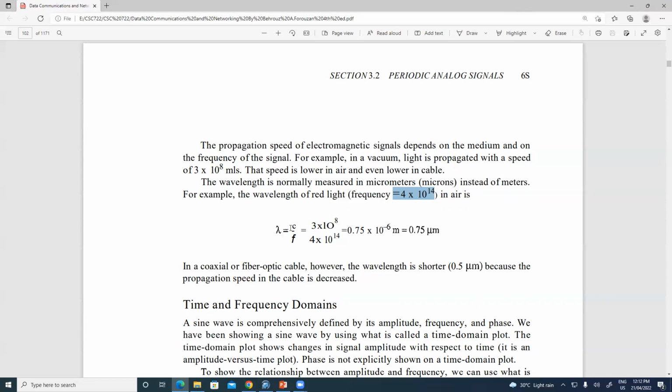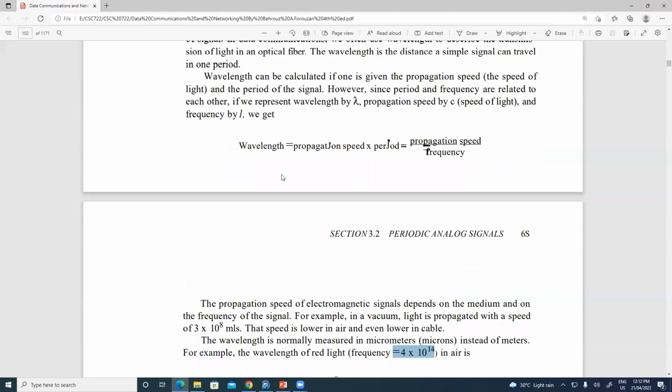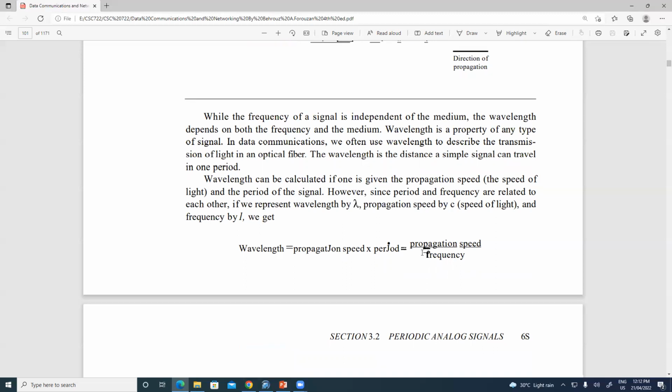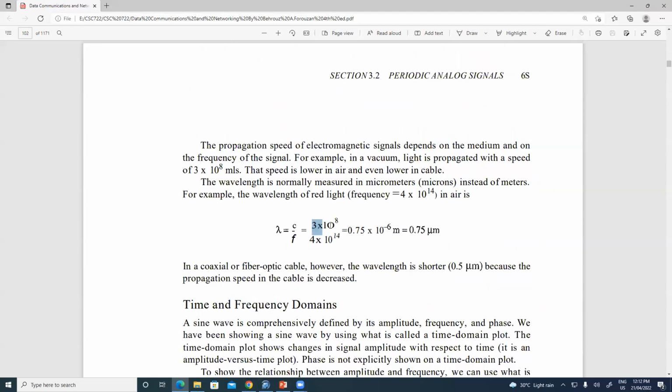Therefore, the wavelength is the propagation speed over frequency, and the propagation speed is the speed of light. Using that speed of light, 3 times 10 to the power 8, and the frequency for this example, 4 times 10 to the power 14, once you calculate that, you get your answer as 0.75 micrometers. That means one complete cycle covers that length. So this is the example that it is referring to here.